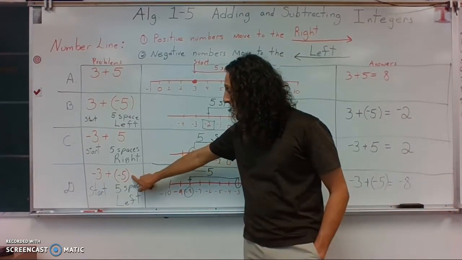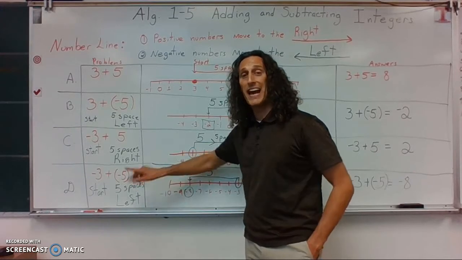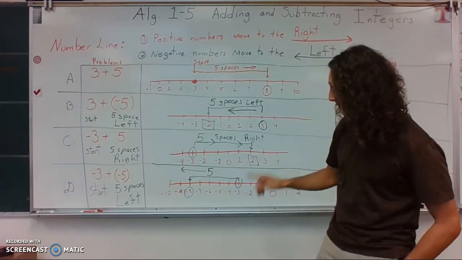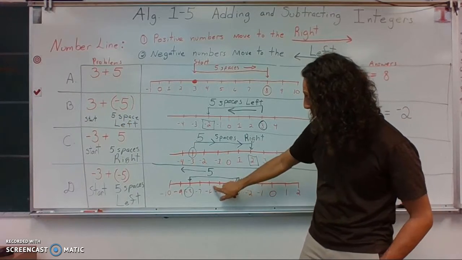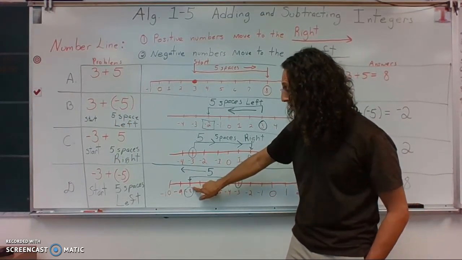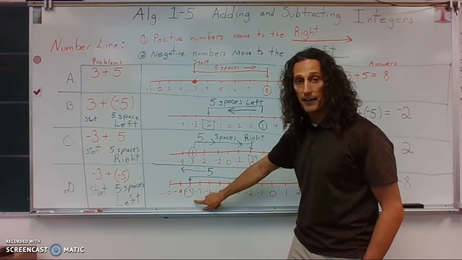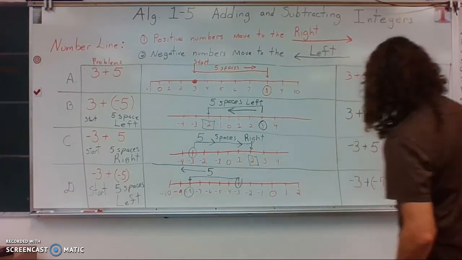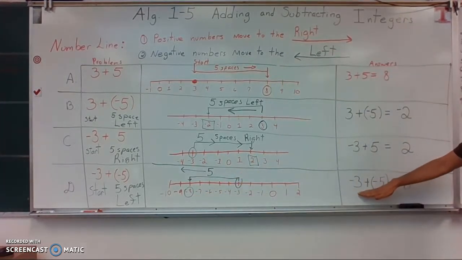I'm adding a -5, which means I have to go to the left again, because it's a negative number. So I count 1, 2, 3, 4, 5 spaces, and it's hard to see, but that's a -8. So we have -3 plus a -5 equals a -8, right?